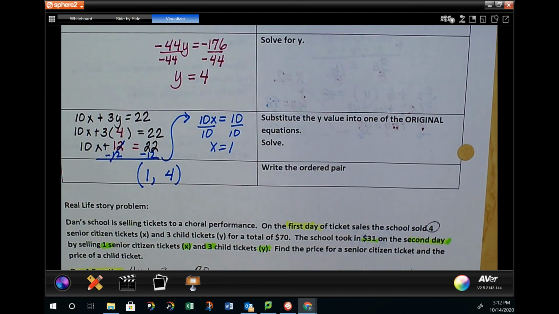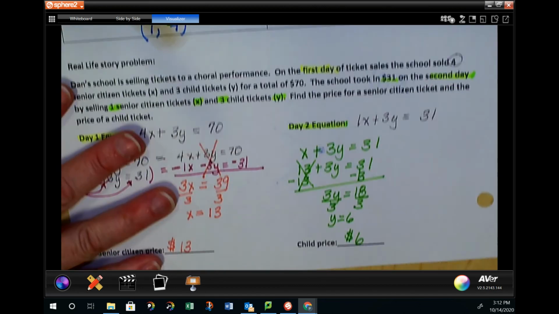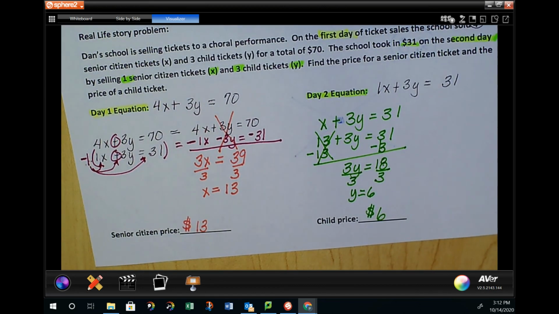Then we have to solve for y by dividing by 3. So 18 divided by 3, so y is 6. So a child's price is $6. A senior citizen is $13, and a child price is $6. That's a real life example of doing this, going through and solving this by looking at it. So that's that real life example.